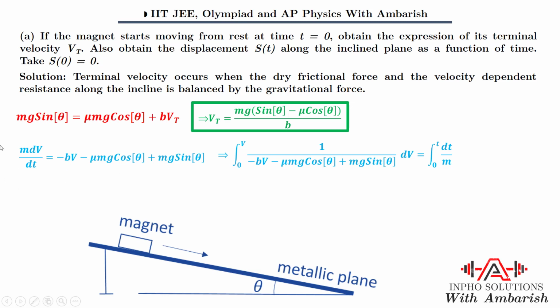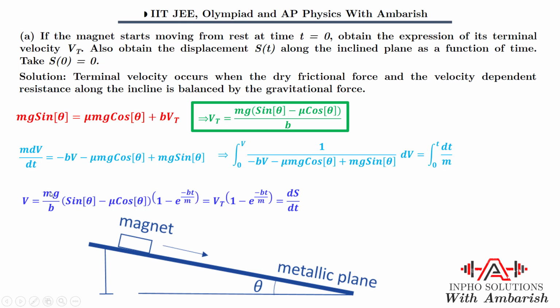Okay, so just separate the variables, and you will get the velocity as a function of time. So at t equal to 0, velocity is 0, and at t is equal to t, velocity is v, and we just separated the variables. And if you integrate this, you get velocity v is equal to mg by b into sin theta minus mu cos theta into 1 minus e to the minus bt by m.